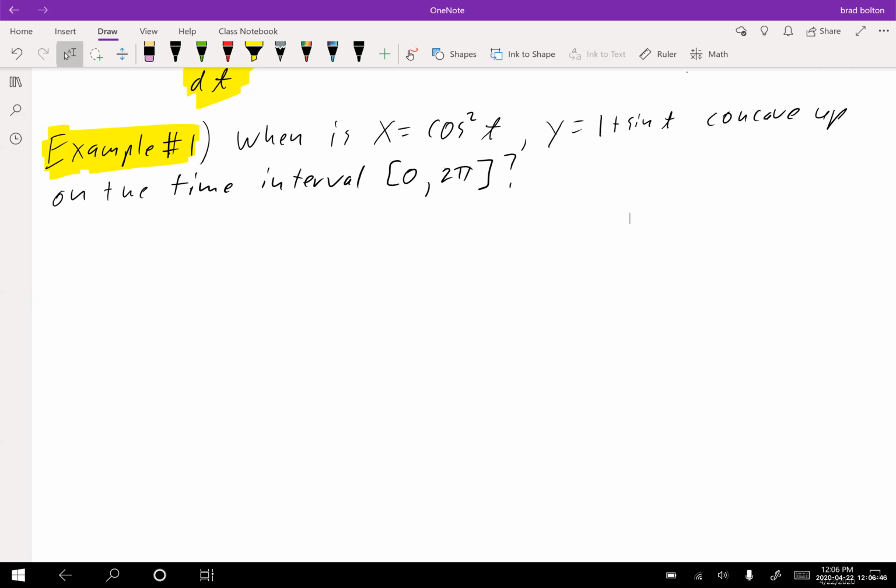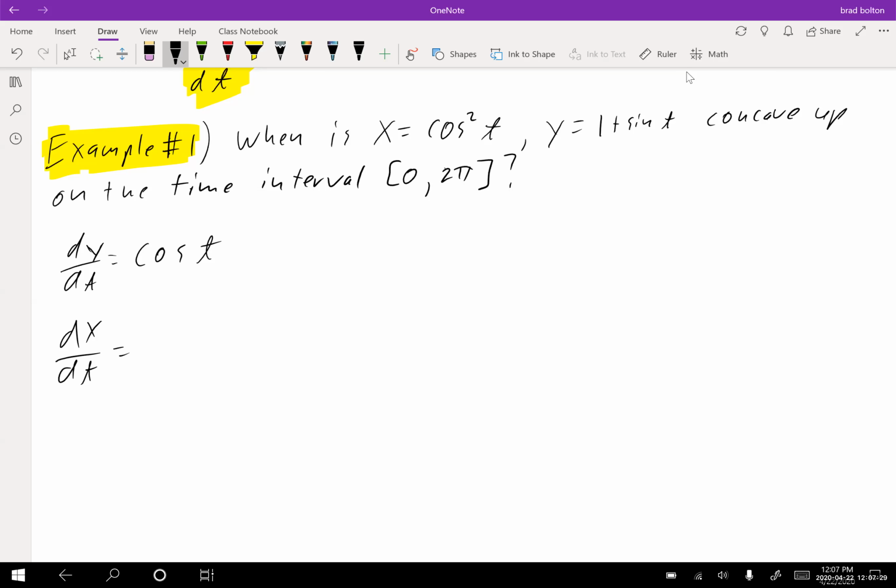Remember, one of the main focuses of the second derivative in Calculus 1 was finding it so we can work with concavity and points of inflection. In this particular problem, they just ask us to determine when this will be concave up. So I need to find my second derivative, create a sign chart, and then determine where the sign chart is positive for the second derivative, and that'll be when I'm concave up. Okay, so the first thing I need to do is find dy dt, and dy dt will be cosine of t.